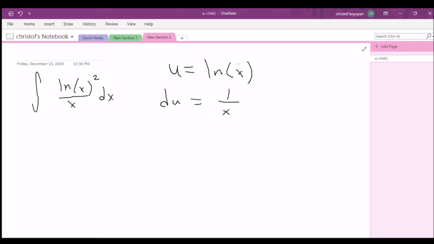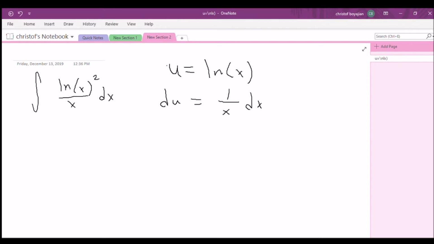Remember the derivative of ln of x? It's basically 1 over whatever's on the inside times the derivative of the inside. So it kind of sounds like the chain rule a little bit. And it is, actually. Now, don't forget the dx because we're doing the derivative with respect to x. So it's going to be du equals 1 over x times dx.